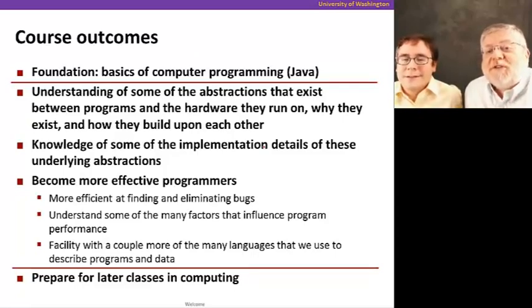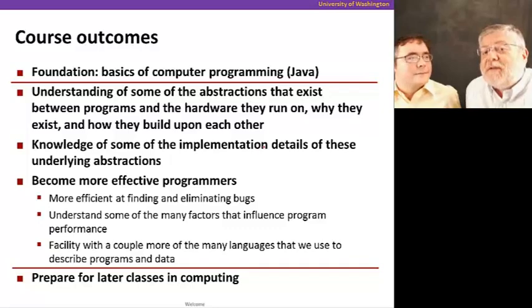Okay, so what are the outcomes of this course? As Luis said, we just expect you to have some of the basics of computer programming. Nothing too fancy. Most of our students here at UW know Java, but other languages are probably just as good. We are going to take you into this class to help you understand those abstractions that exist between those programs and that hardware that they run on. But not only what those abstractions are, but why they exist and how they build upon each other. That's really the important aspect of this course. And to do that, we're going to take you through some of the implementation details of these underlying abstractions. The hope here is that this will make you more effective programmers, able to understand the many factors that influence a program's correctness and performance.